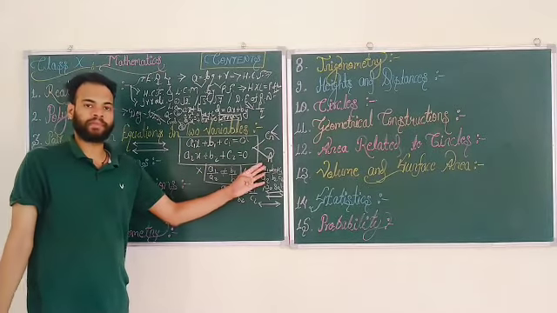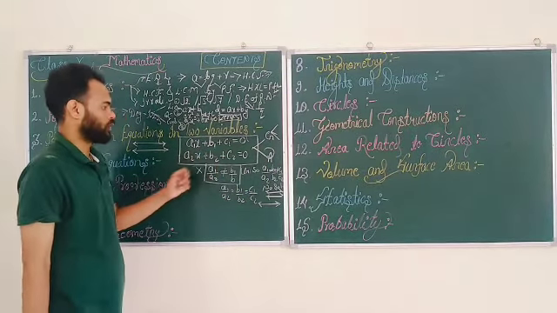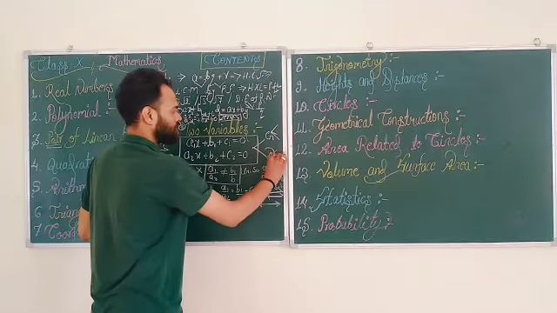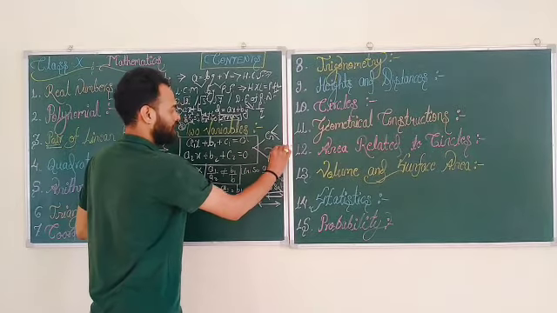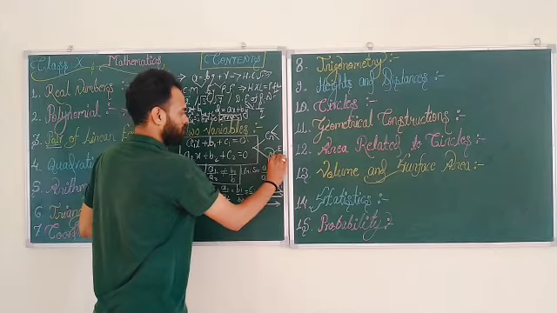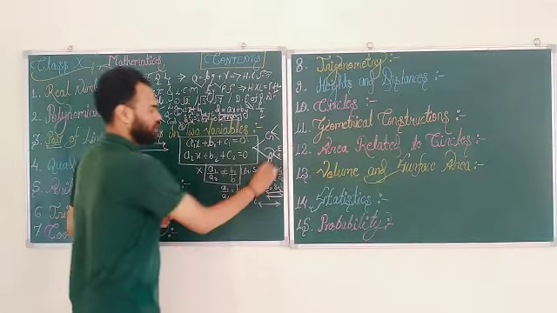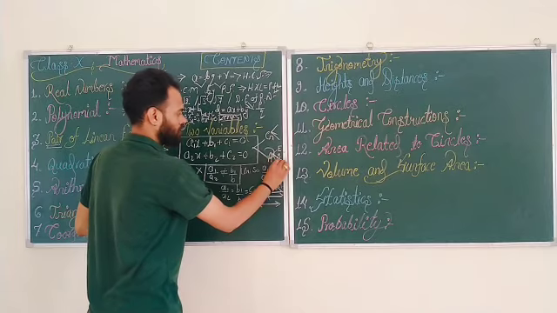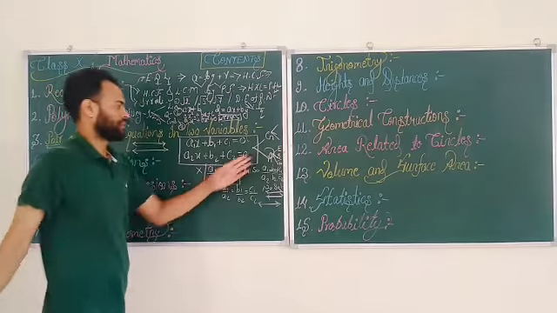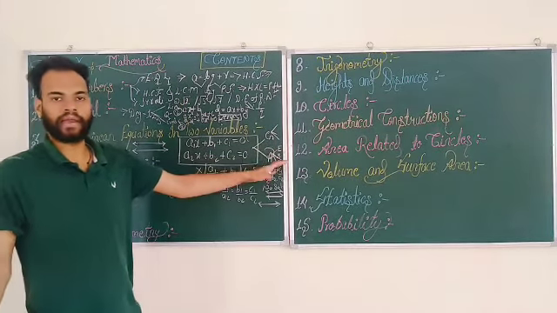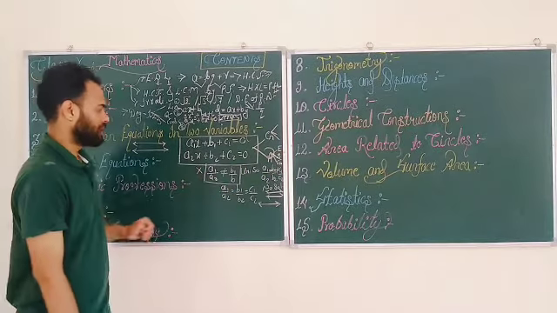And in the algebraic method, we solve the pair of linear equations by three different methods. First one is the elimination method. Second is the substitution method. And my third one is the cross multiplication method.